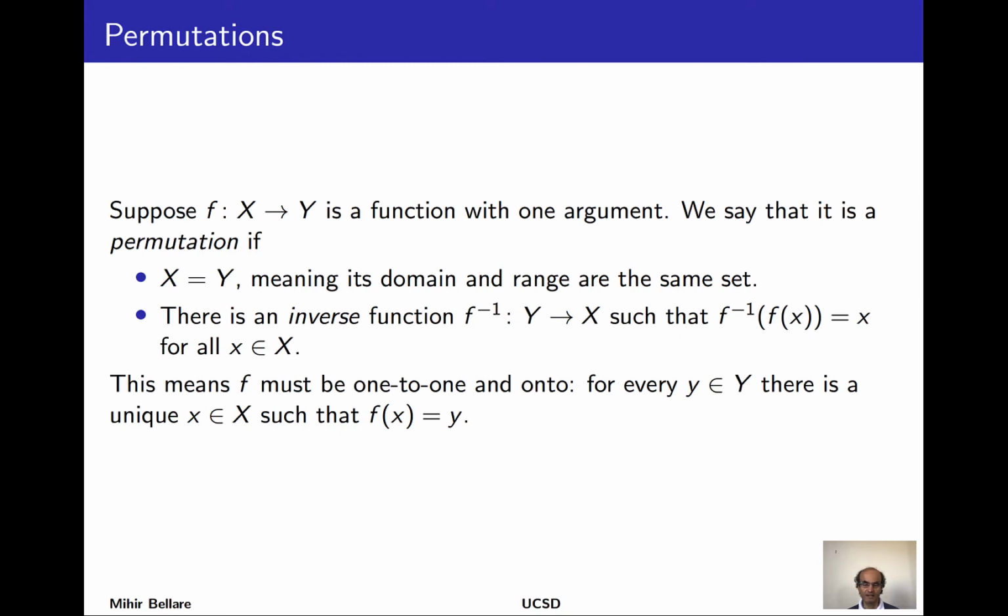And a result of this, or an equivalent way of saying it, is that the function F must be one-to-one and onto, or in more mathematical language, injective and surjective. For every point in the range, there is one and exactly one input such that F applied to that input gives you this output. You're not allowed to have two inputs mapping to the same output, nor are you allowed to have zero inputs mapping to any particular output.